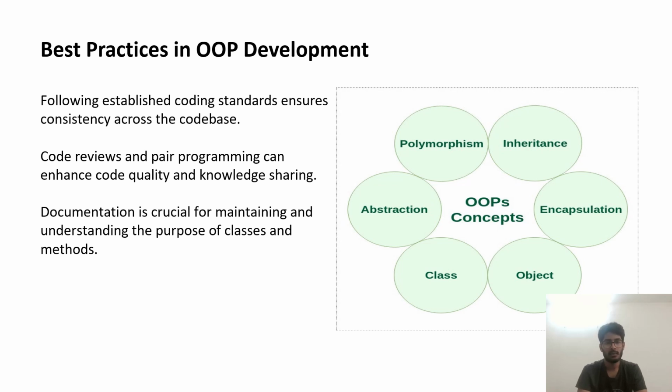Best practices in OOP development. Following established coding standards ensures consistency across the code base. Code reviews and pair programming can enhance code quality and knowledge sharing. Documentation is crucial for maintaining and understanding the purpose of classes and methods.